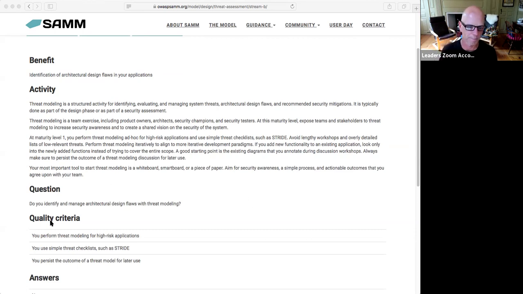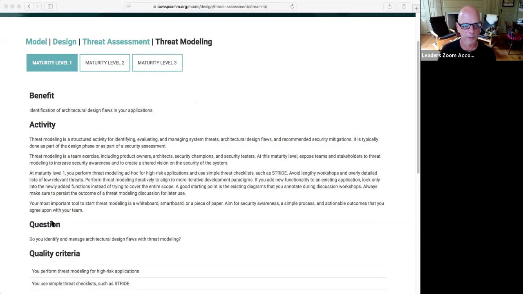So the quality criteria in this case is you perform threat modeling for high risk applications. You use simple threat checklists such as STRIDE, and you persist the outcome of the threat model for later use. Maybe you have some kind of wiki or document repository, or perhaps you're putting it into, say, a GitHub type repository where it can be stored with a particular project. I kind of like that approach because it becomes visible to the development teams and it's more front of mind. But thoughts, comments on maturity level 1 threat modeling?